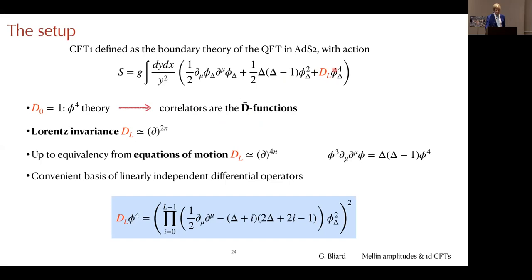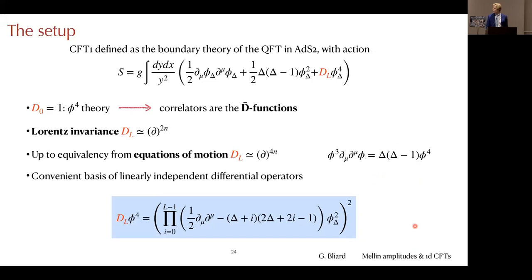One can actually say something about these interaction vertices. We know that Lorentz invariance imposes that the derivatives come in pairs, and up to equivalence of the equations of motion, we actually find that the derivatives have to come in copies of four. So we can label interaction terms with up to 4L derivatives by this parameter L. Here I have the example, for phi to the 3 d to phi interaction, which is going to be equivalent to phi to the 4 interaction by the equations of motion.